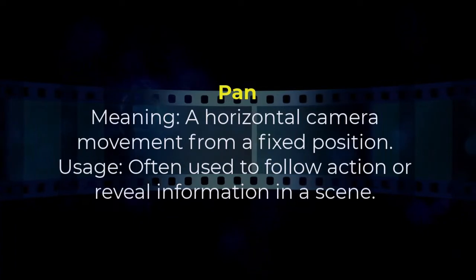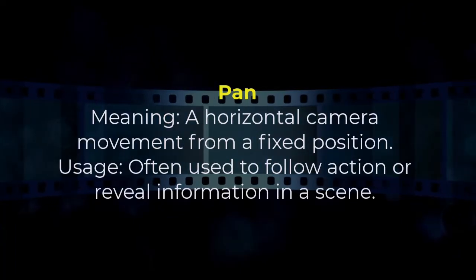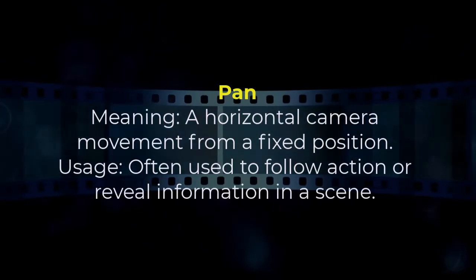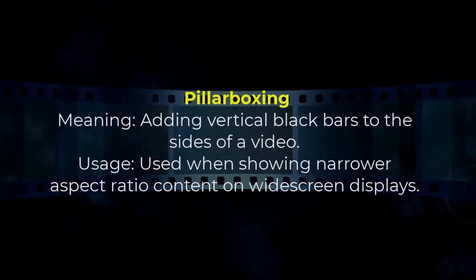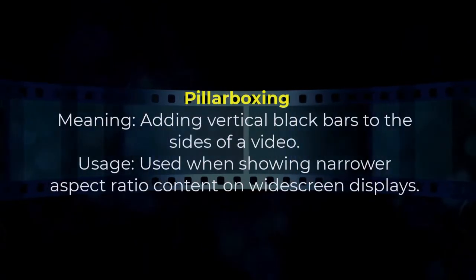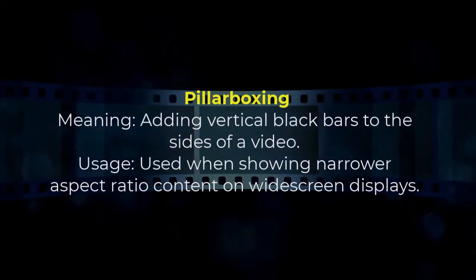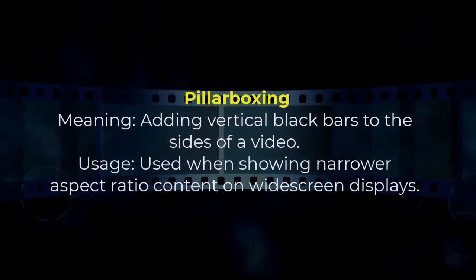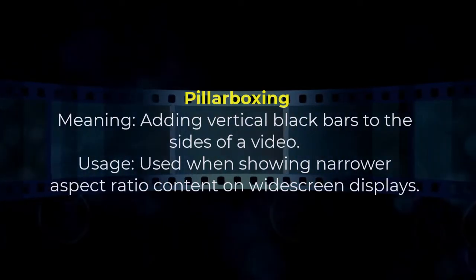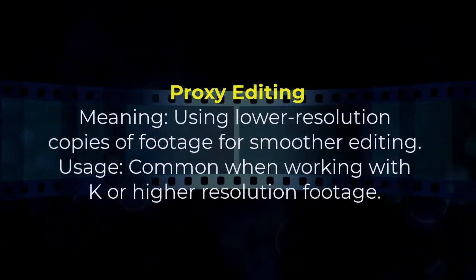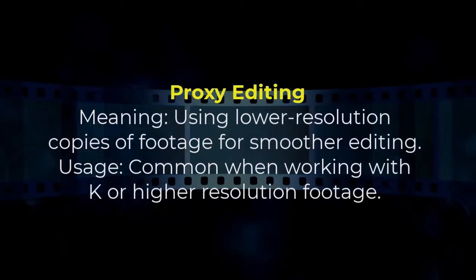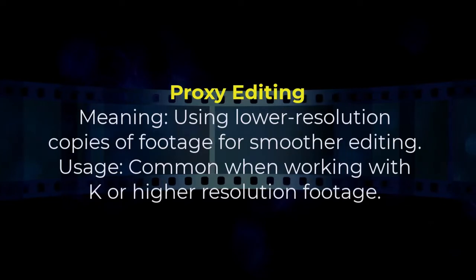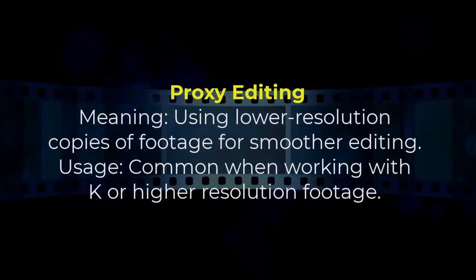Pan, meaning a horizontal camera movement from a fixed position. Usage, often used to follow action or reveal information in a scene. Pillar boxing, meaning adding vertical black bars to the sides of a video. Usage, used when showing narrower aspect ratio content on widescreen displays. Proxy editing, meaning using lower resolution copies of footage for smoother editing. Usage, common when working with 4K or higher resolution footage.